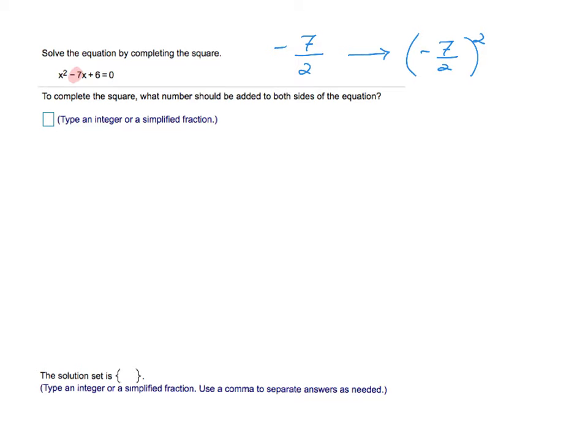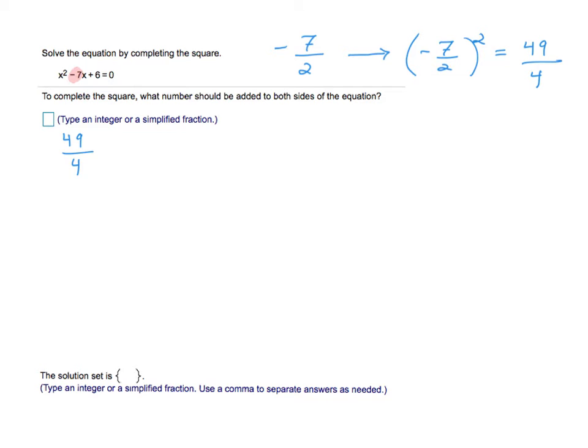It doesn't matter that it's a fraction. The process is the same. Squaring a negative makes it positive. 7 squared is 49, and 2 squared is 4. So this is what they want for the first part of this question. When they say type in a simplified fraction, we want to enter in this. So they're asking for 49/4.